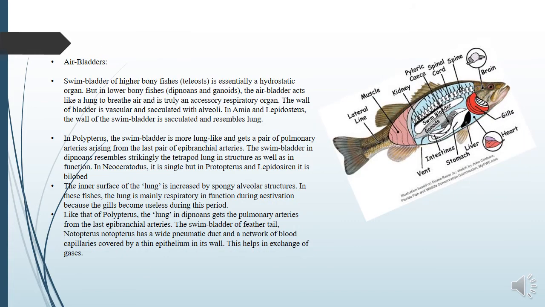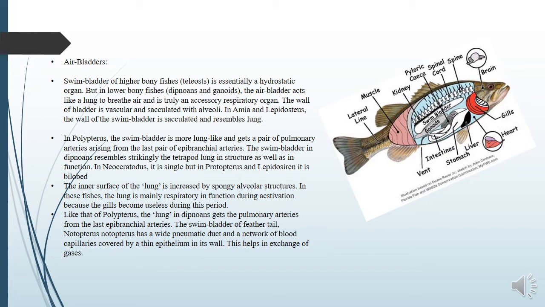Air bladder. The swim bladder of higher bony fishes, that is teleosts, is essentially a hydrostatic organ, but in lower bony fishes, that is dipnoids and ganoids, the air bladder acts like a lung to breathe air and is truly an accessory respiratory organ. The wall of the bladder is vascular and sacculated with alveoli.